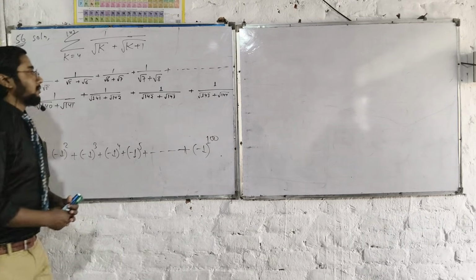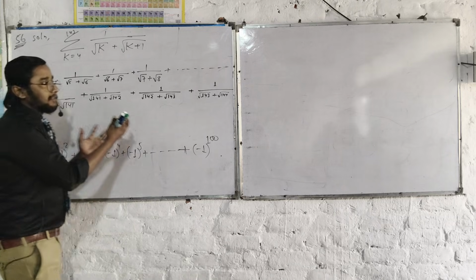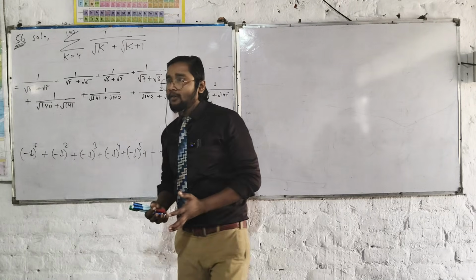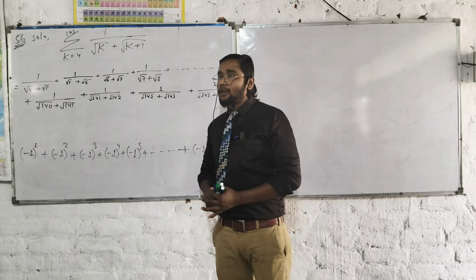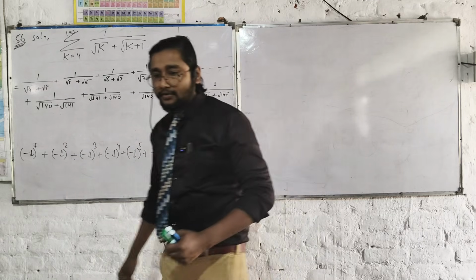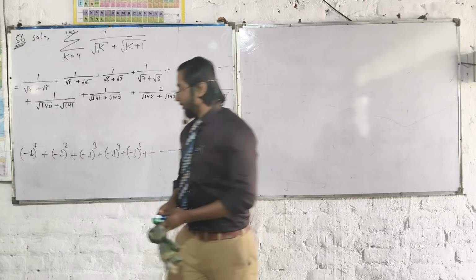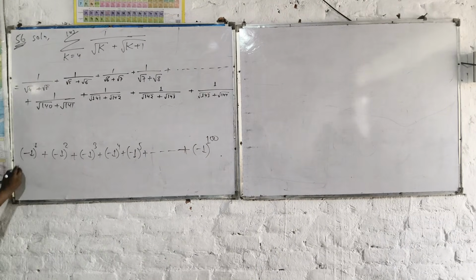Okay, understand here. In this type of question, we need to notice the pattern. We have to see the pattern, and after that we will solve the question, right? Now put your eyes there, try to understand. So what is the pattern here? If you notice, you will get here minus 1, but minus 1 raised to the power 2.